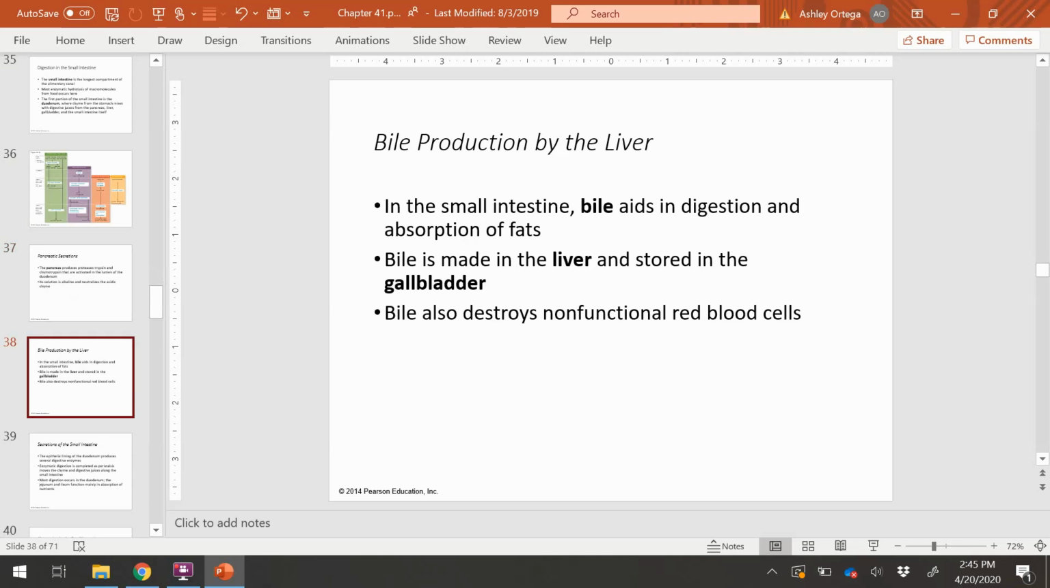In terms of the liver, the liver is going to make something called bile. Bile is going to aid in digesting and breaking apart of fats. So fat molecules are broken apart by this bile into smaller pieces, and then from there they get absorbed into the cells. This bile is made in the liver and is stored in the gallbladder. The liver also is responsible for destroying non-functional red blood cells.